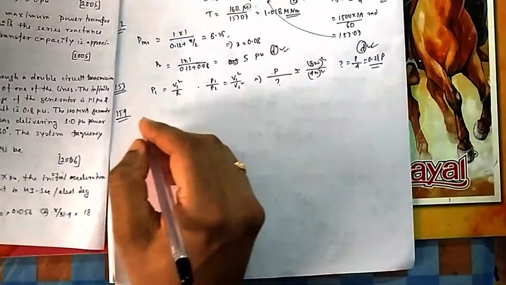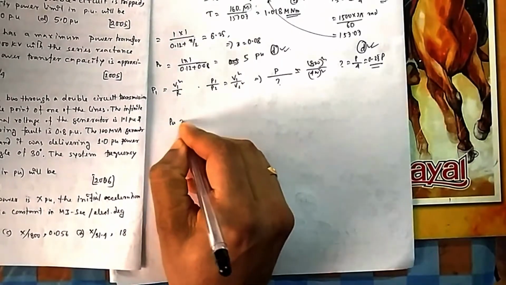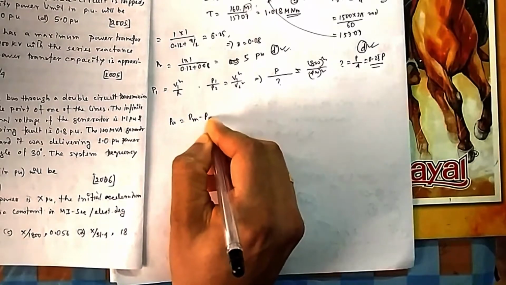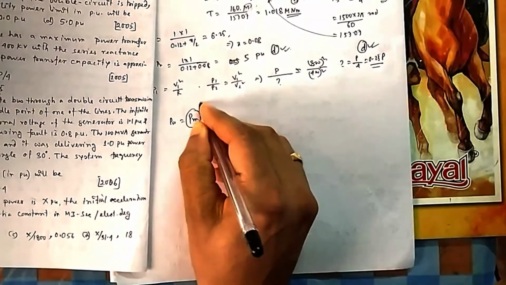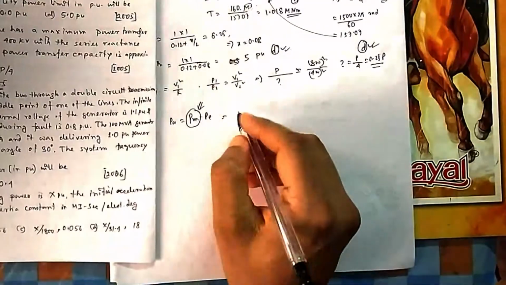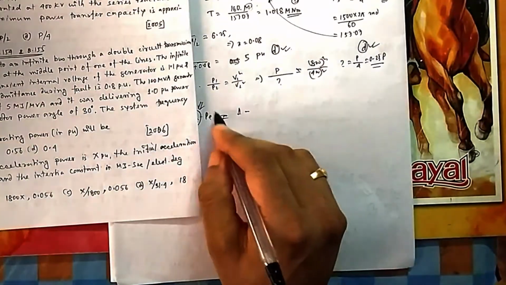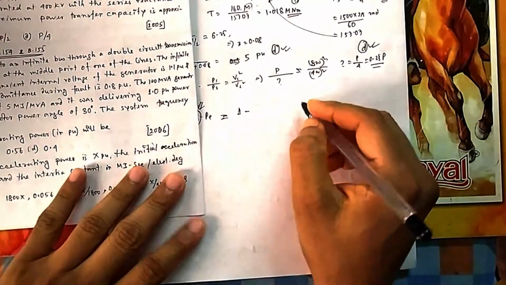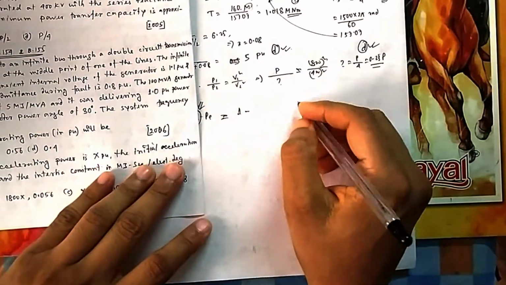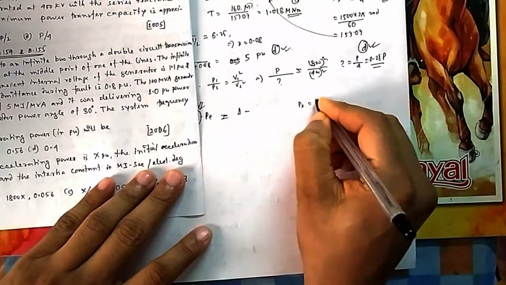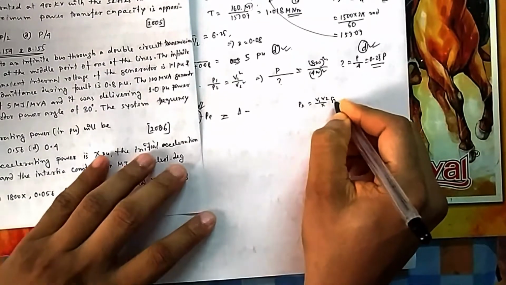So your mechanical power is not changed suddenly. So your accelerating power is equal to P mechanical minus P electrical. Initially it was operating at 1 per unit, so it is not changed. So your mechanical prime mover is at 1. Now you have to find the PE. What will be your PE now? PE is V1 V2 by X into sin delta.